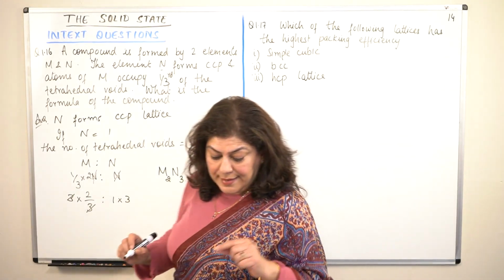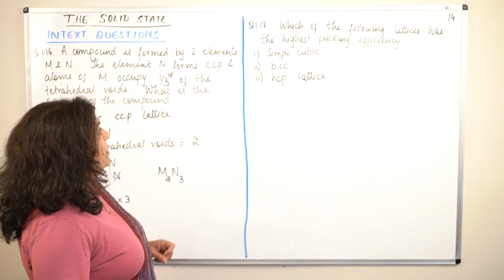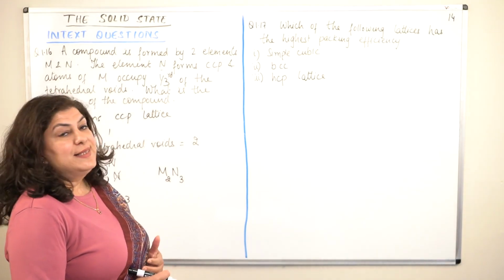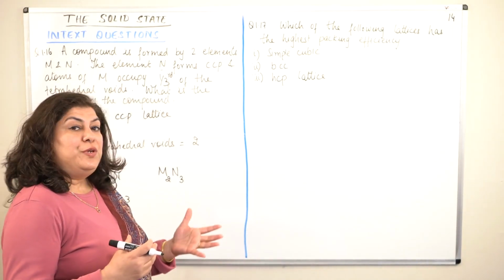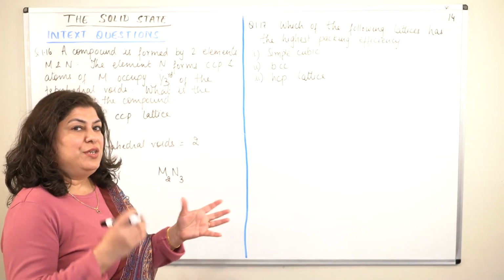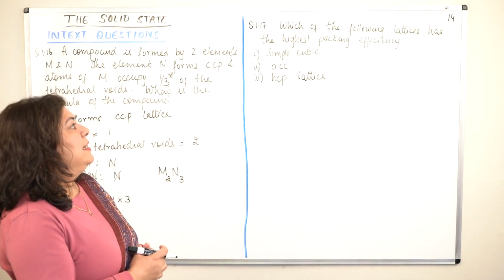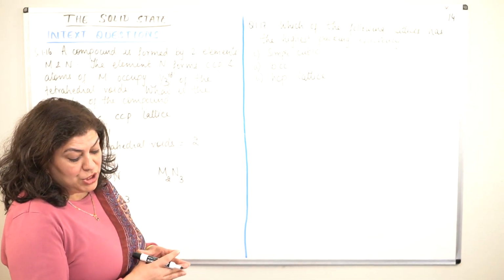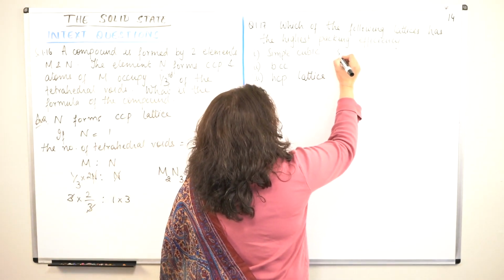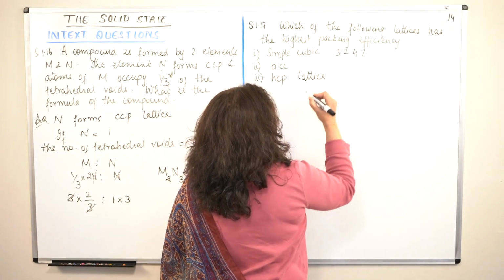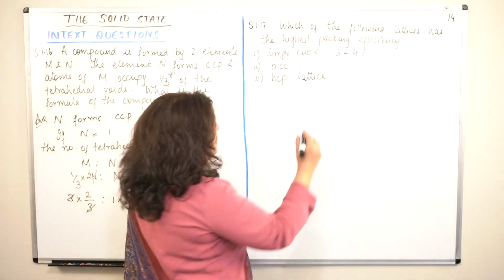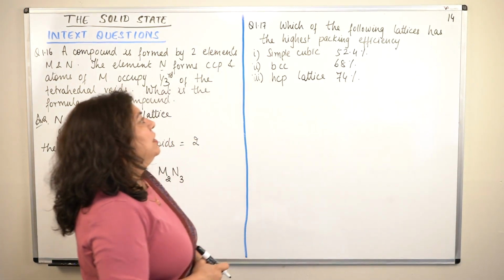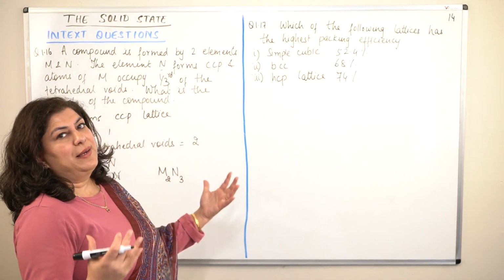Now, let us come to the next question. The question is question 1.17, which says which of the following lattices has the highest packing efficiency? In previous videos, we have already calculated the packing efficiency for different types of unit cells or lattices: simple cubic lattice, body-centered cubic, and HCP lattice. For simple cubic, it is 52.4%, the packing efficiency. BCC is 68%, and HCP is 74%. So which of the following lattices has the highest packing efficiency?